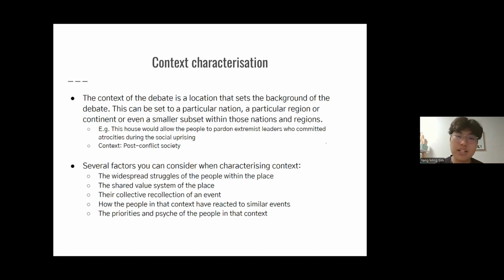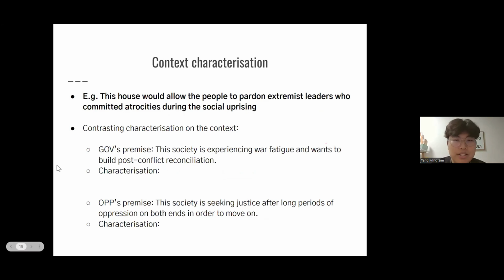Why are people struggling? What do they believe in? When it happened, how did people react to that? What do people remember of the post-conflict society? How have people in that context reacted in the past? What are the priorities and psyche of the people in that context? Again, let's just do a motion like this, the extremist leaders motion. There's also contrasting characterization.